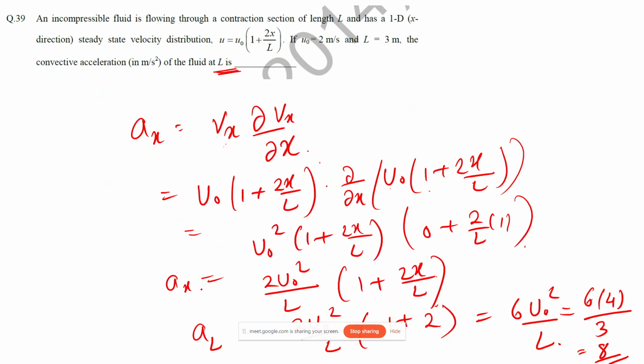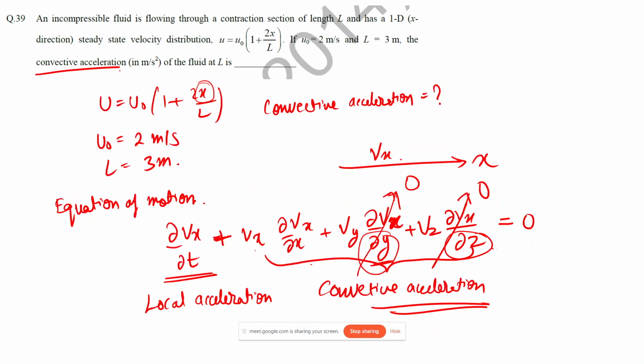So we looked at this question in which we had to calculate the convective acceleration. Total acceleration of any fluid is given by the sum of the local acceleration and the convective acceleration. Local acceleration is dependent on time, whereas convective acceleration is relative to the direction in which the fluid is moving. So the second term of this equation of motion is known as convective acceleration, and using that we found the convective acceleration of the fluid at length L.